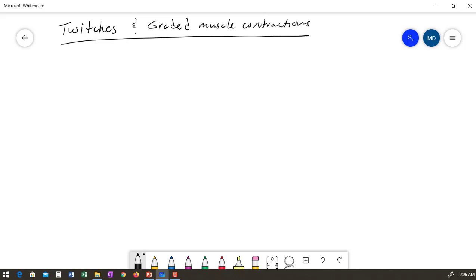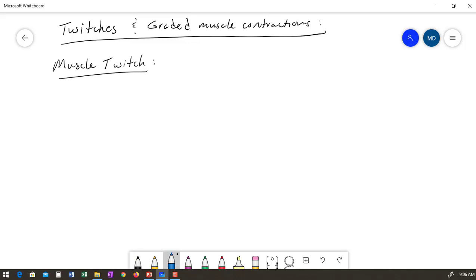And so again, this part is going to be describing certain types of muscle contractions, and we're going to start with twitches and then graded muscle contractions, because these are kind of related here. So let's talk first about what a muscle twitch is, because this is actually a technical term.